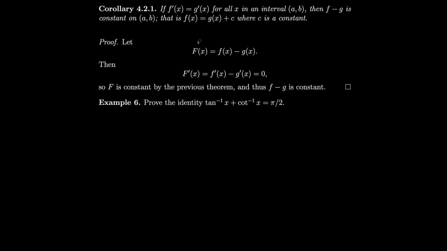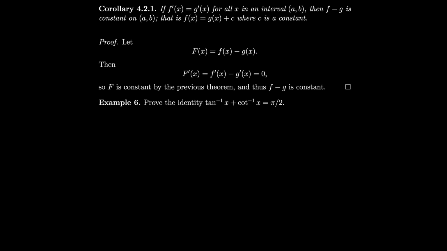Okay, so let's let big F be equal to this difference function. Well, then the derivative is the difference of the derivatives, right? But we know that the two derivatives are equal to each other. So this is the same as f prime minus f prime, which is 0. Well, the derivative is 0, and it's 0 for all of the x in an interval. So that means that it's constant by the theorem we just proved. So if this guy is constant, that means f minus g is constant, because that's just the way we defined it.